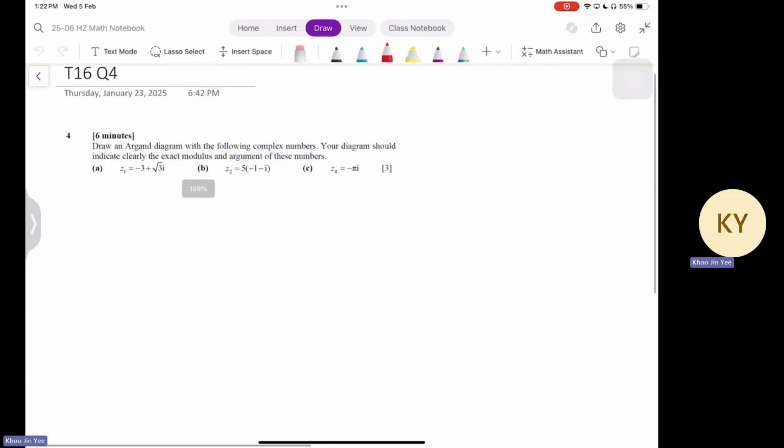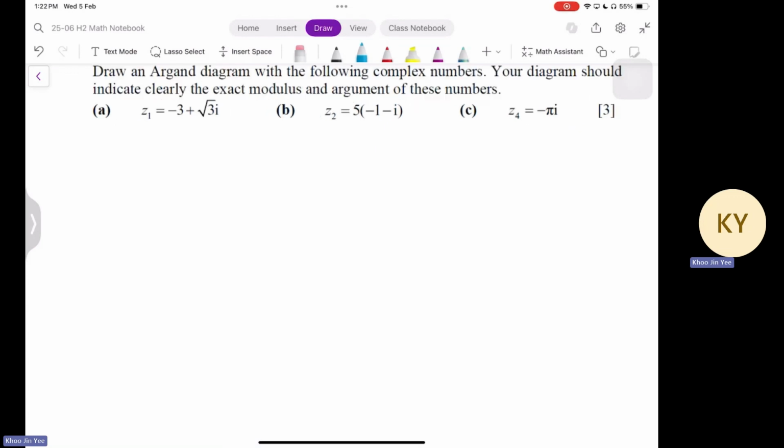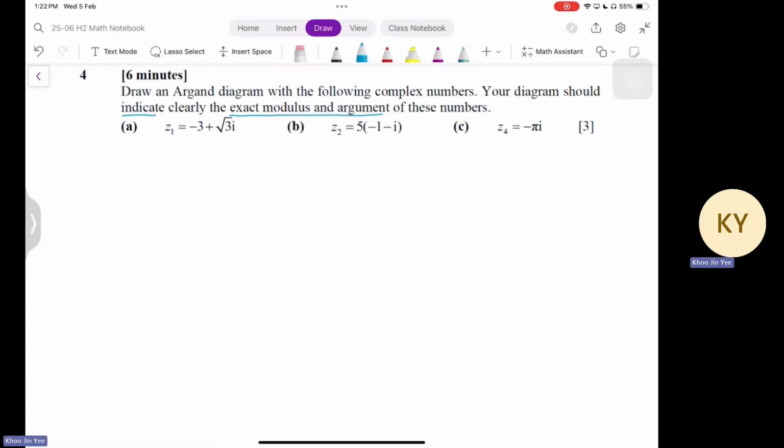So number 4, right? We are drawing an Argand diagram with the following complex numbers. Read the instruction carefully. Indicate clearly exact modulus and argument. For people who give me 2.66 something, please, this is exact already. Exact value. And the next thing is you indicate on the diagram, not just at the side.